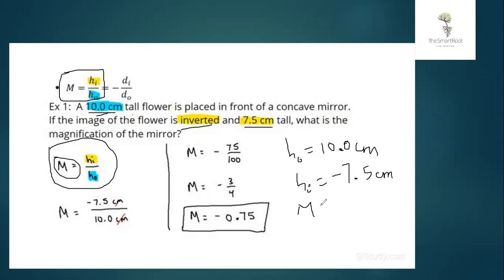I'll do only that much. m is equal to hi, that is minus 7.5 divided by h0. I have written it here, look.